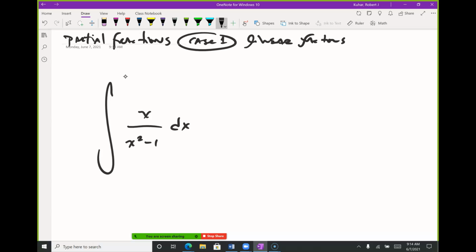All right, so first thing, can I long divide? No, don't need it. Okay, nice, check that first. Second thing, factor. So this thing factors into x over x plus 1, x minus 1 dx. And so now we want to move off to the side, move away from the integral, and then figure out how to split this fraction into what's called partial fractions.